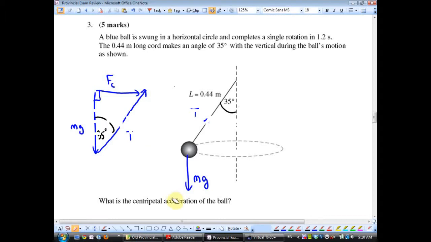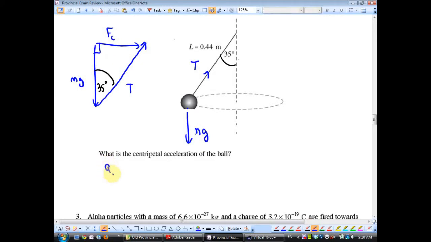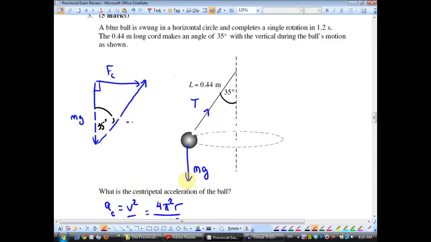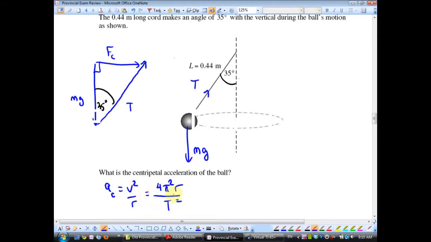They want me to find centripetal acceleration. Well, on my formula sheet, I have this. a_c equals v squared over r, or it equals 4 pi squared r over T squared. They told me how long it takes to go around once. That's the period. I think I'm going to end up using this one here. So let's see.